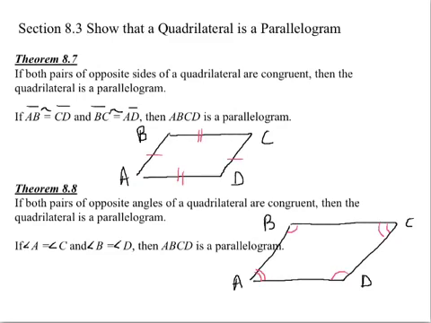Theorem 8.8 deals with the angles. If both pairs of opposite angles of a quadrilateral are congruent, then the quadrilateral is a parallelogram. So if angle A and angle C are congruent, and angle B and angle D are congruent, then it's a parallelogram.